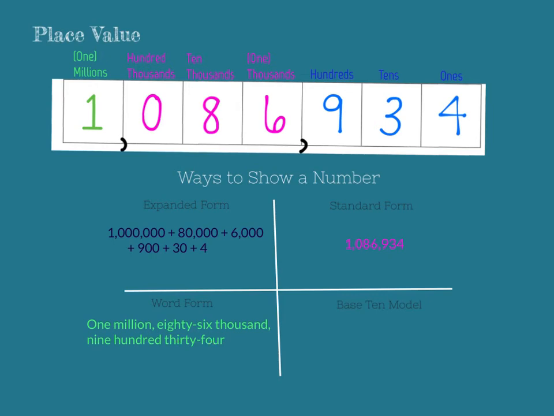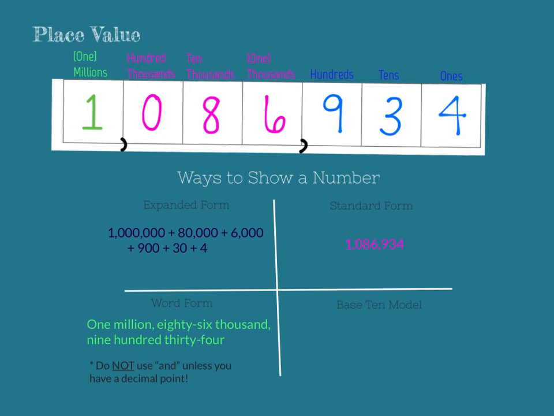1,086,934. You do not read 934. You don't put an "and" anywhere in here. In fact, you should never use the word "and" unless you have a decimal point. We are not working with decimals again yet in this class, so you should not be using the word "and" when you write this out in word form or when you're reading these numbers.